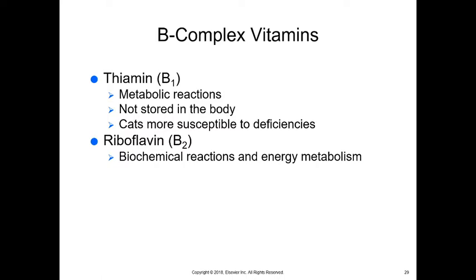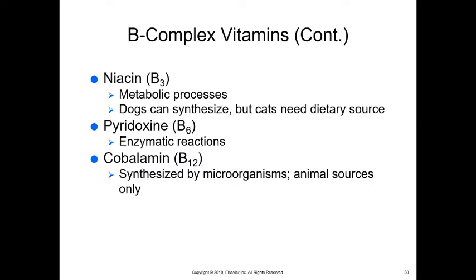Riboflavin, B2, helps with biochemical reactions and energy metabolism. Niacin is B3, and it helps with metabolic processes. Dogs can synthesize niacin, but cats need a dietary source of niacin. Pyridoxine, B6, helps with enzymatic reactions. Cobalamin, which is B12, is synthesized by microorganisms, so bacteria that live in the gut, and it comes from animal sources only.